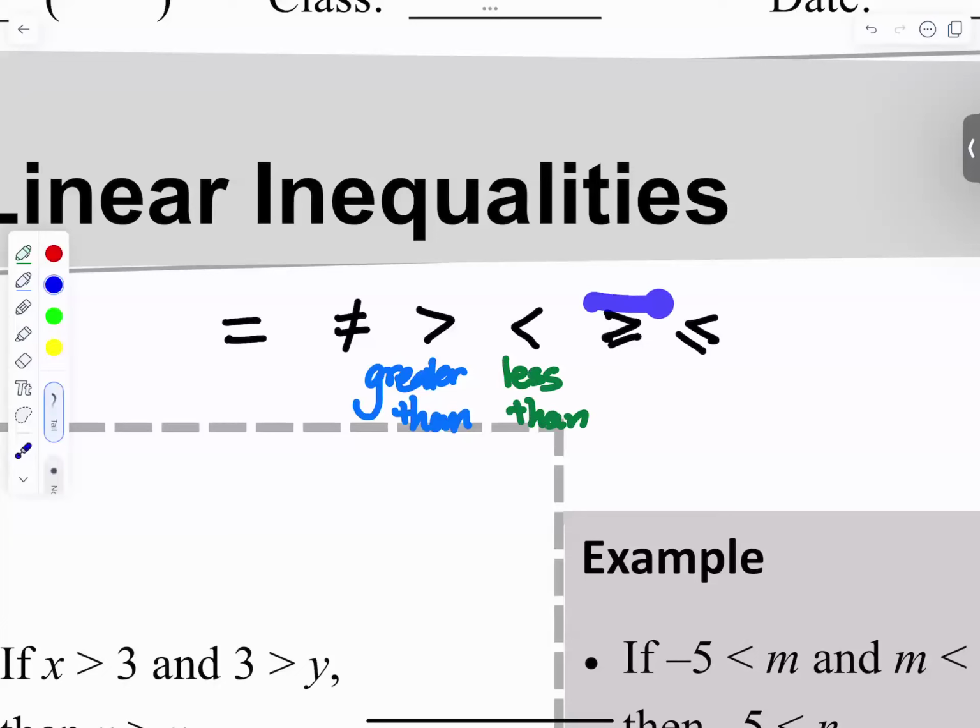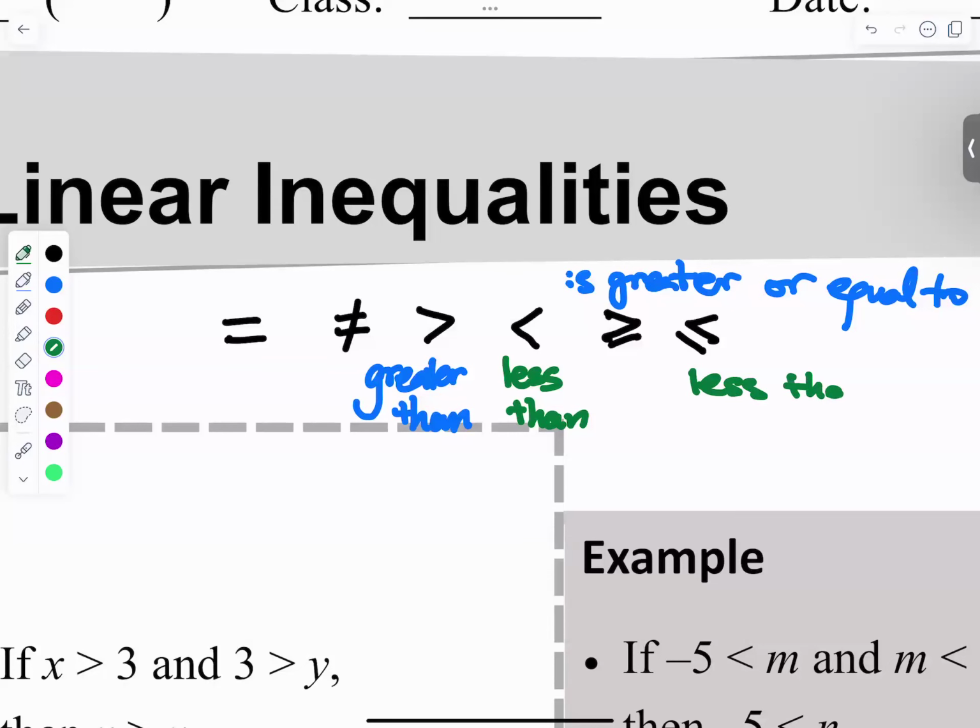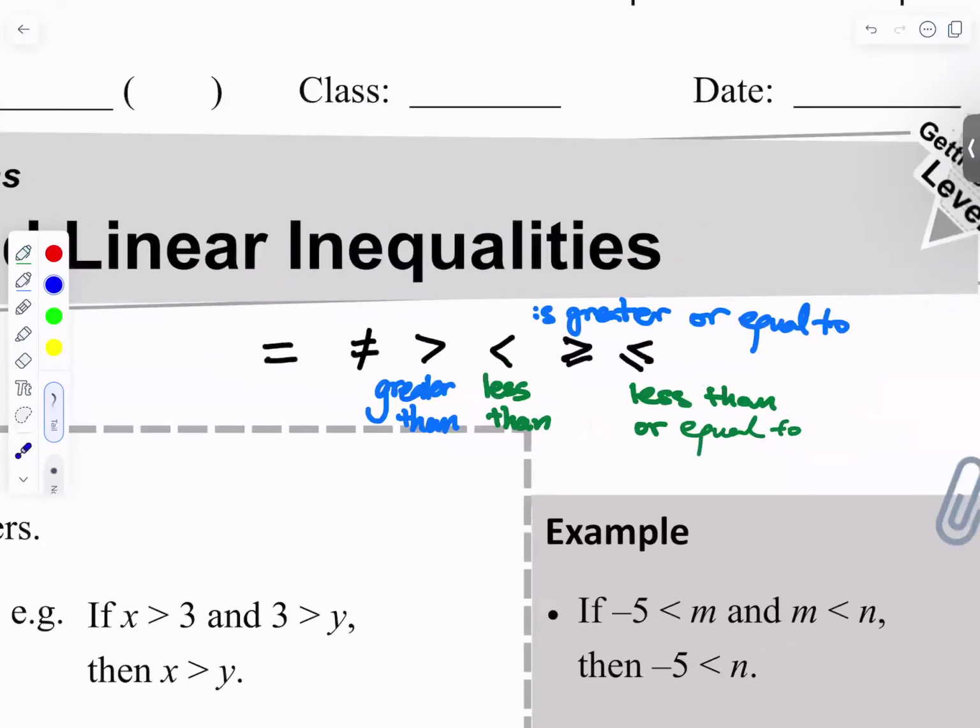And then how about this one? It's facing to the right, this is facing to the left, but they are also having the equal sign. So if that is the case, we will call this greater than or equal to. And similarly, the other one, less than or equal to. So you need to know all these symbols because later on you will have to translate.